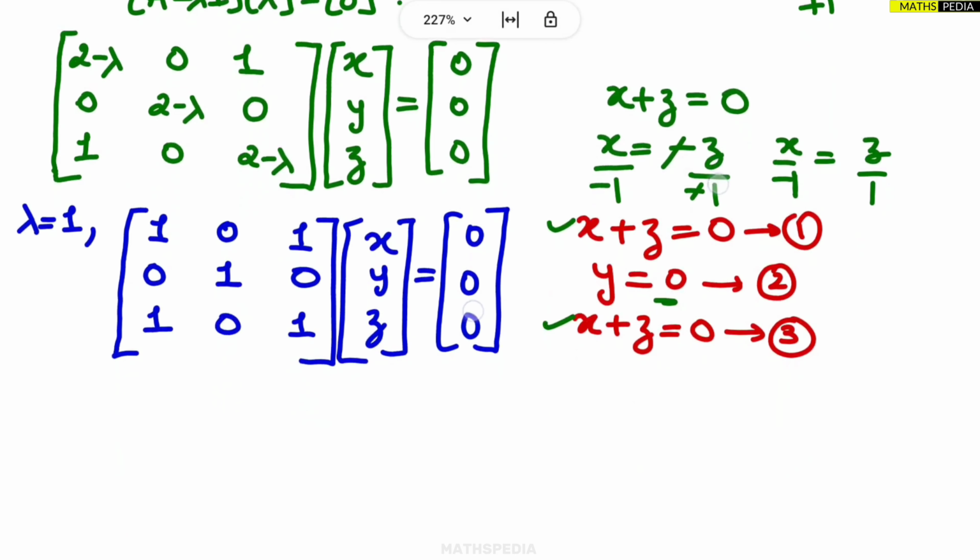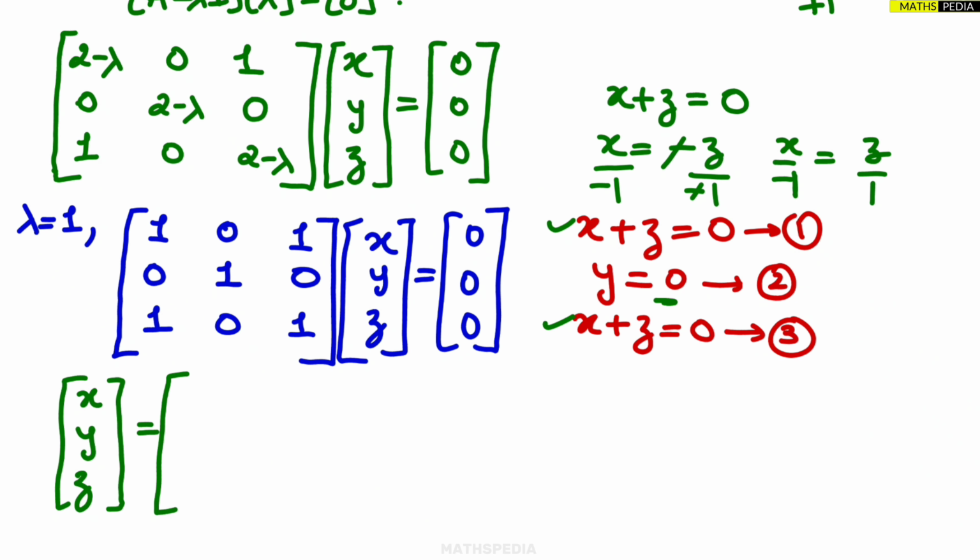That means here I need to get the vector. So it is the x, y and z vector for the corresponding lambda value 1. So whatever is below x, minus 1 is sitting, so minus 1. Y value is directly 0, so no need to bother, directly write 0. Z value is again 1. So this is the eigenvector corresponding to lambda value 1.